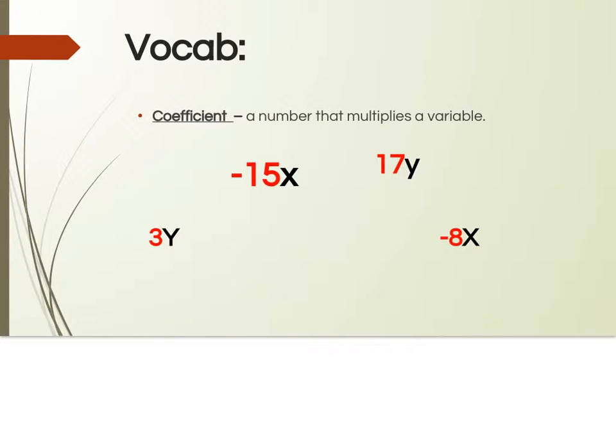A coefficient is a number that multiplies a variable. It is the number that is connected to a variable or a letter, like the negative 15 in negative 15x, or the 17 in 17y, or the 3 in 3y, or negative 8 in negative 8x.